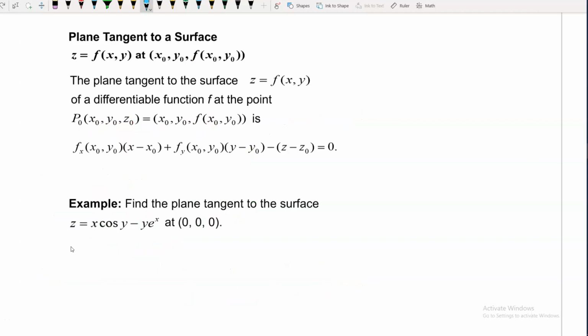Plane tangent to a surface z equal to f of x, y at x naught, y naught, f of x naught, y naught. The plane tangent to the surface z equal to f of x, y of a differentiable function f at the point p naught, which is x naught, y naught, z naught, equal to x naught, y naught, f of x naught, y naught is partial derivative of f with respect to x of x naught, y naught times x minus x naught plus partial derivative of f with respect to y of x naught, y naught times y minus y naught minus z minus z naught equal to 0.